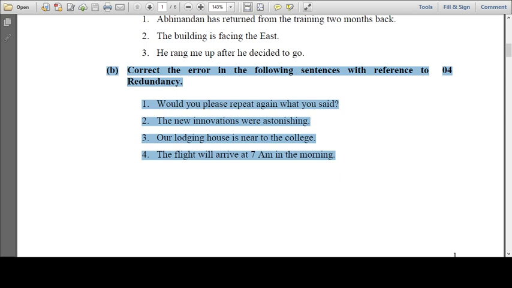So here you have to find out the words which are not required, or the words which are used a second time, or words which, if we remove them, we can still generate the same meaning. So this is called redundancies.